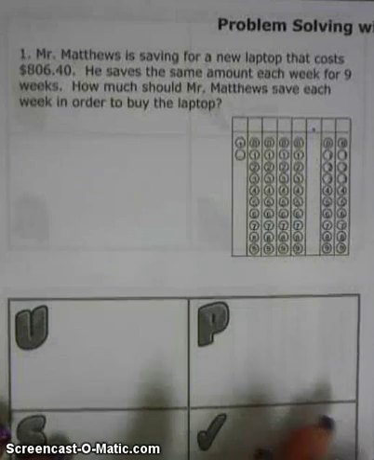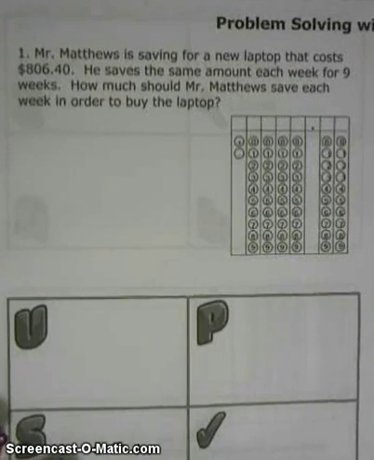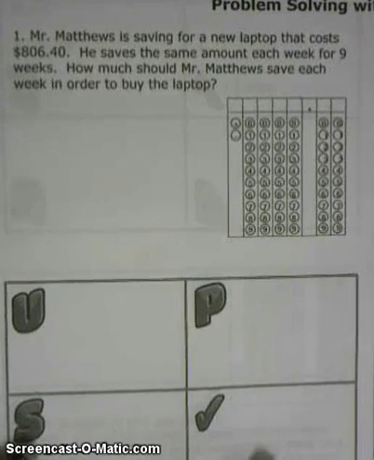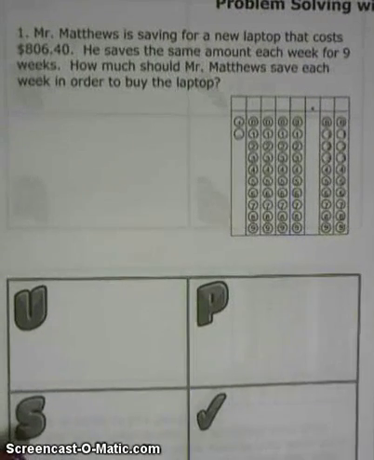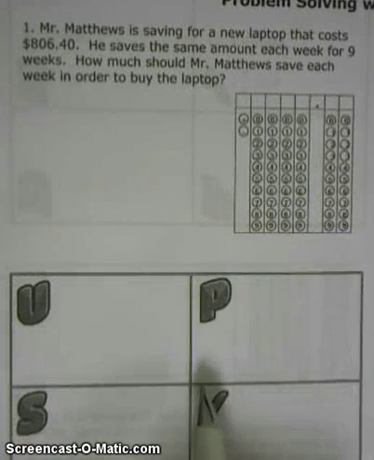This video is for question number 1 on the problem solving with rational numbers. If you are watching this video, that means that you did not solve this question correctly. So we're going to solve it together. We are using our UPS check.